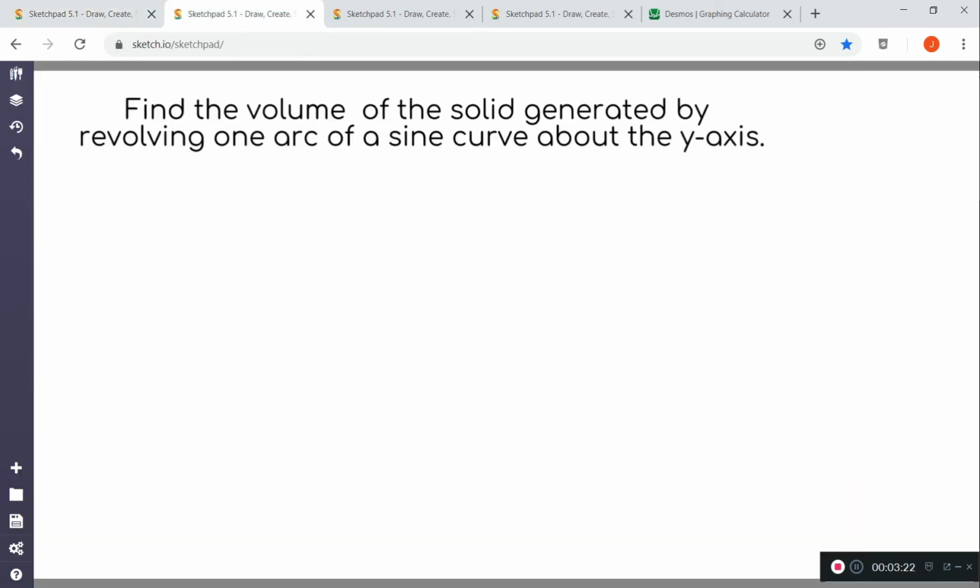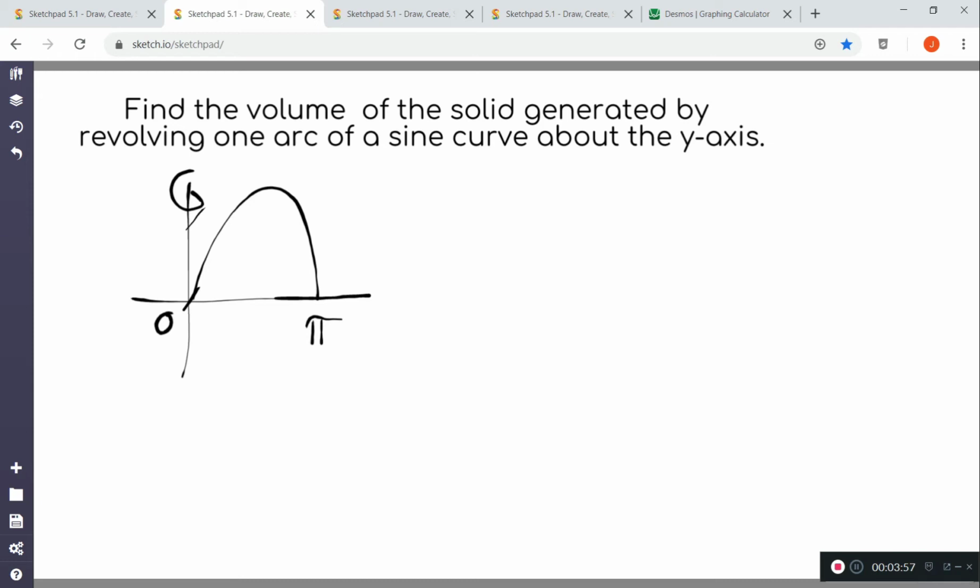So our first example is going to be finding the volume of the solid generated by revolving one arc of a sine curve about the y-axis. This is what I was leading into previously. In this scenario, if I draw our first arc of the sine curve, we should know that it's going to go through the point 0, 0 and the point pi, 0. This is going to be important for establishing our bounds.